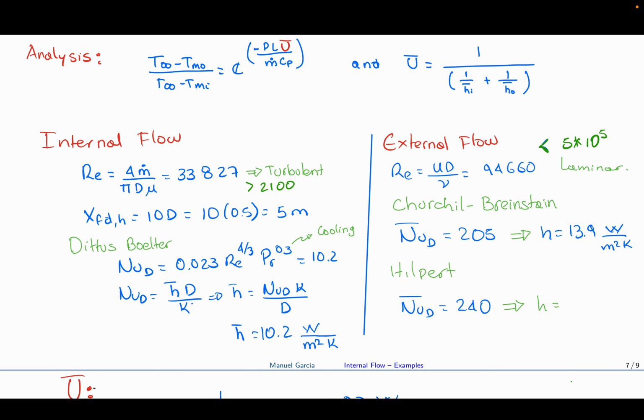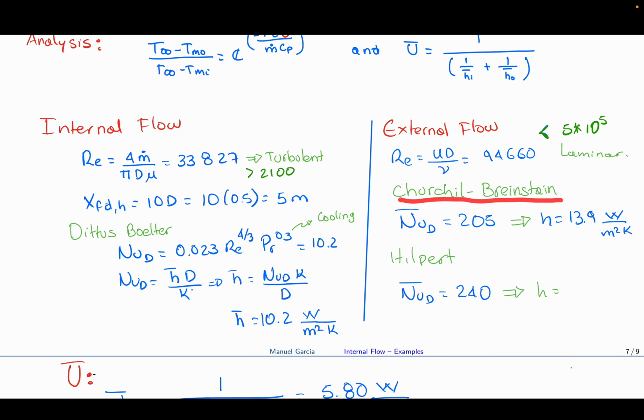So we go to our equations for external flow, and we found Churchill-Bernstein, and it's telling us that with Churchill-Bernstein, Nusselt D is equal to 205. Then we can solve for h, and we got a value of 13.9. Or if we use Hilpert, then we found that Nusselt D is 240, and we can also solve for h. So we have different options, and they're going to give us different values. So that's an idea of how approximated our answer is going to be.